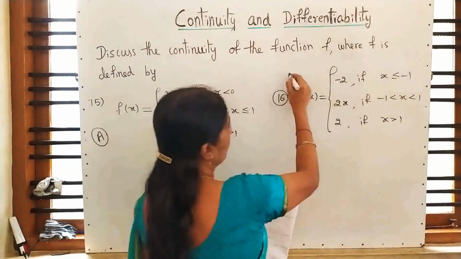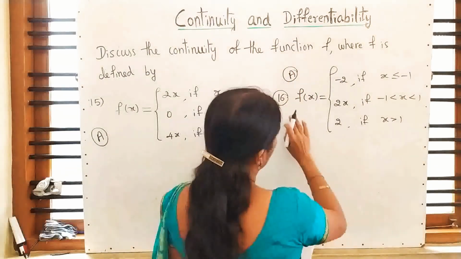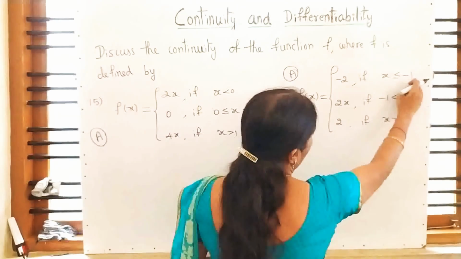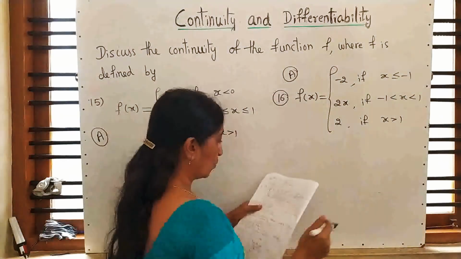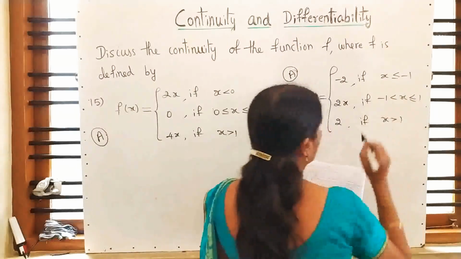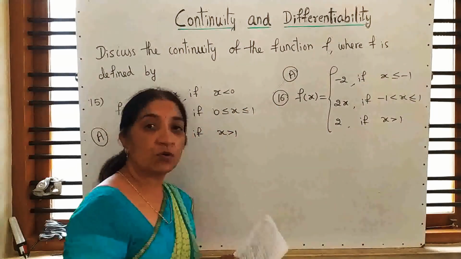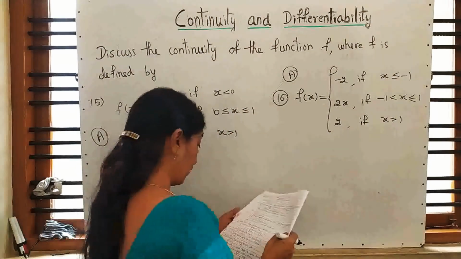In the 16th one, this is also an assignment, that is a homework question. You have to check it at x is equal to minus 1 and x is equal to 1, for both.